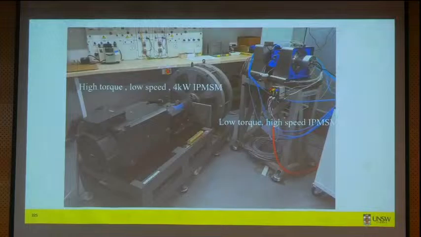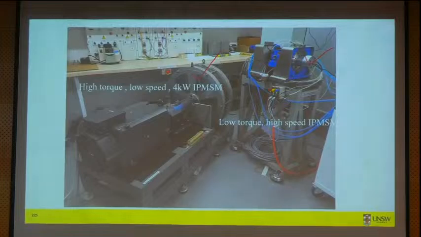And you can see here the comparison of the two prototypes that we have. This is the high-speed, low-torque machine. This is a high-torque, low-speed machine. Same 4 kilowatt, both of them are 4 kilowatt machines. So look at the size of the high-torque, low-speed motor compared to a low-torque, high-speed motor.